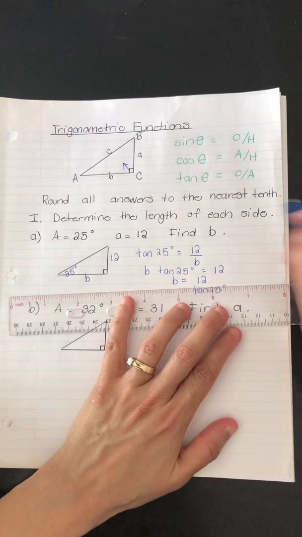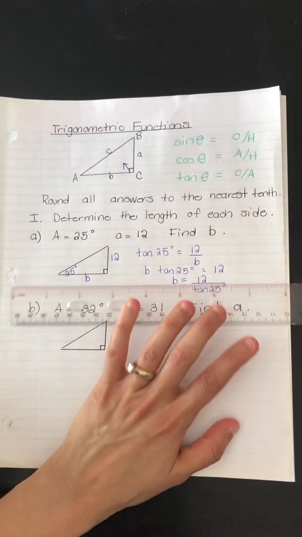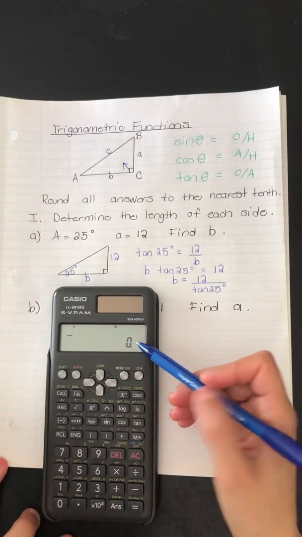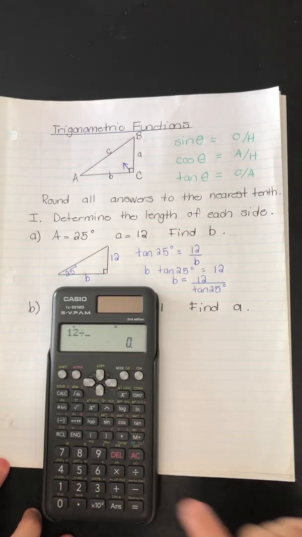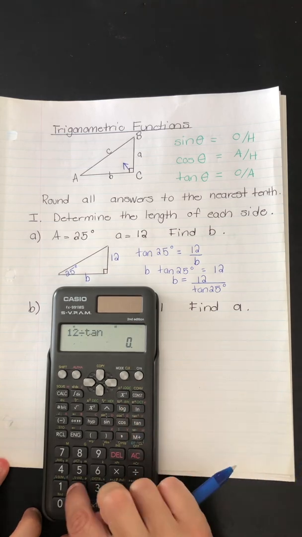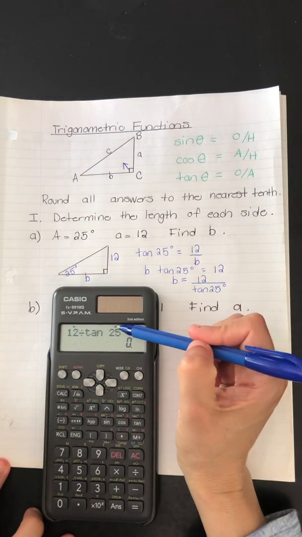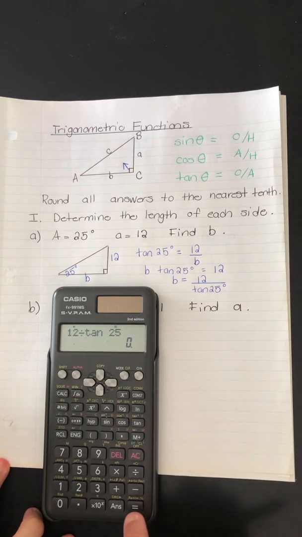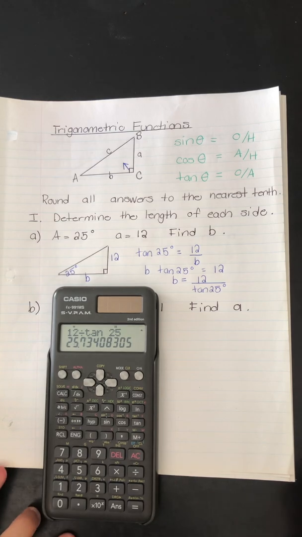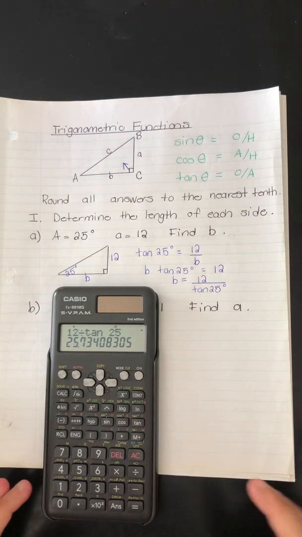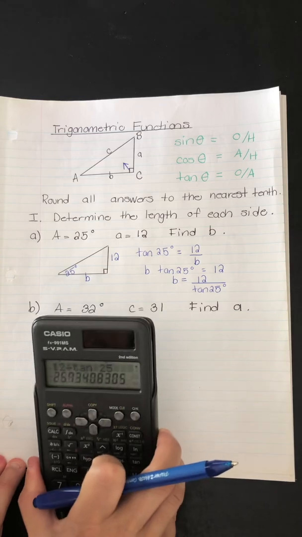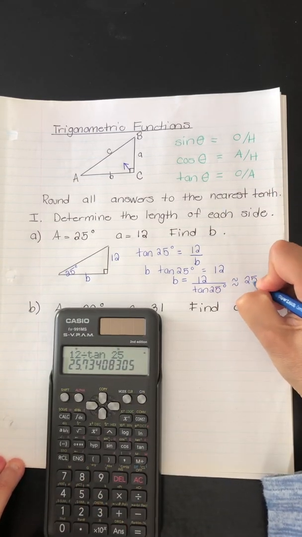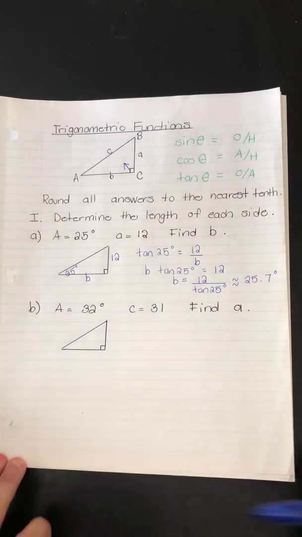Okay, so now we're going to use our calculator to obtain our answer. So you can watch the display. We're going to do 12 divided by tangent 25. You can see the D here on the display. This means I'm in degrees. And just push equals. And now we round this answer to the nearest tenth, and so that means it is 25.7 degrees. Okay, just like that.